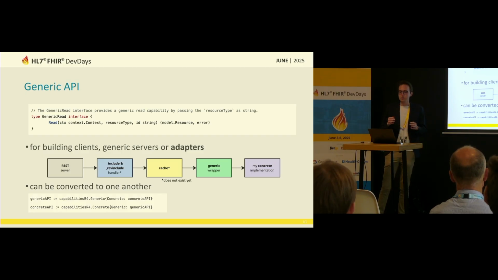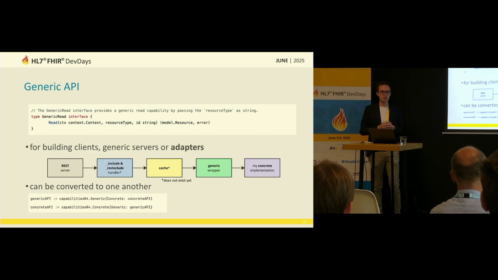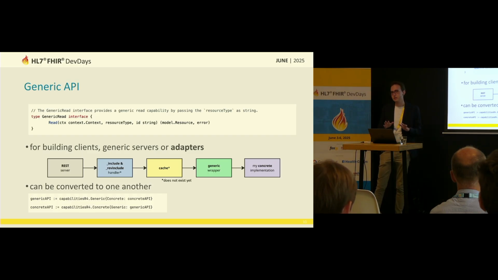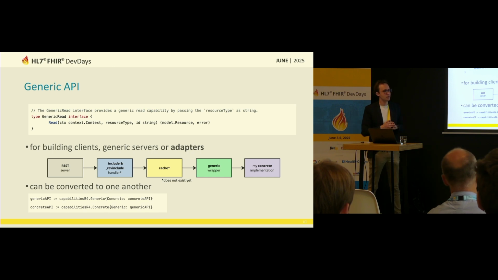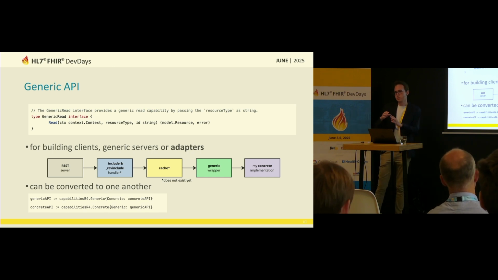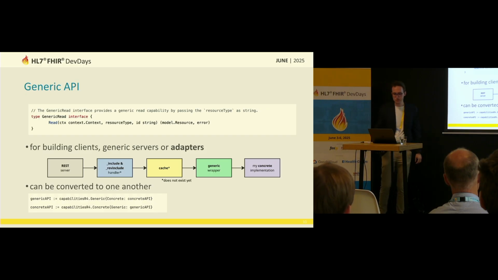And what we can do then is wrap a concrete implementation in a generic adapter or vice versa, so it's interoperable. For example, what we don't have right now, but what could be possible, is to also build a FHIR client with this. This would probably be a concrete API where you can call search observation, search whatever, and in the background, it translates to this generic API and does the REST calls.